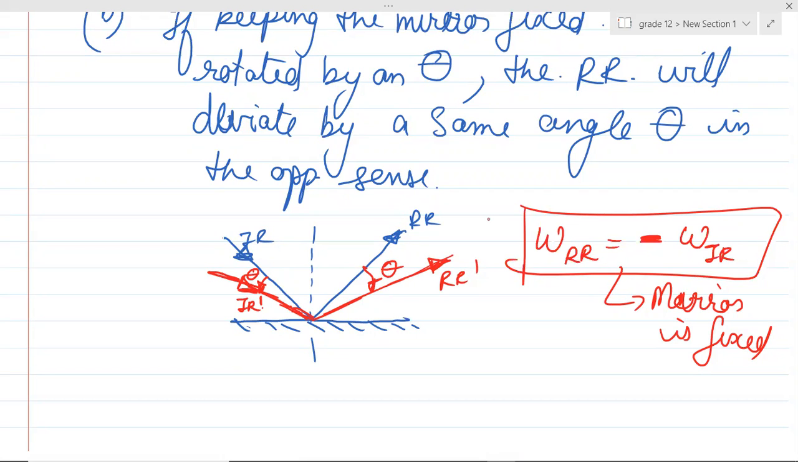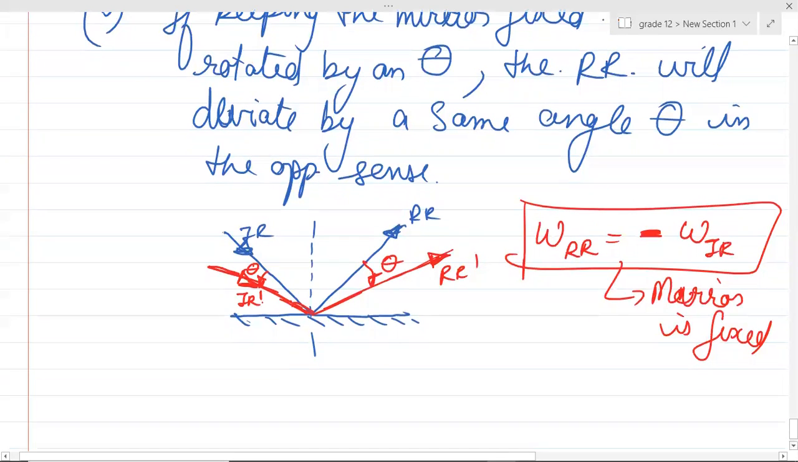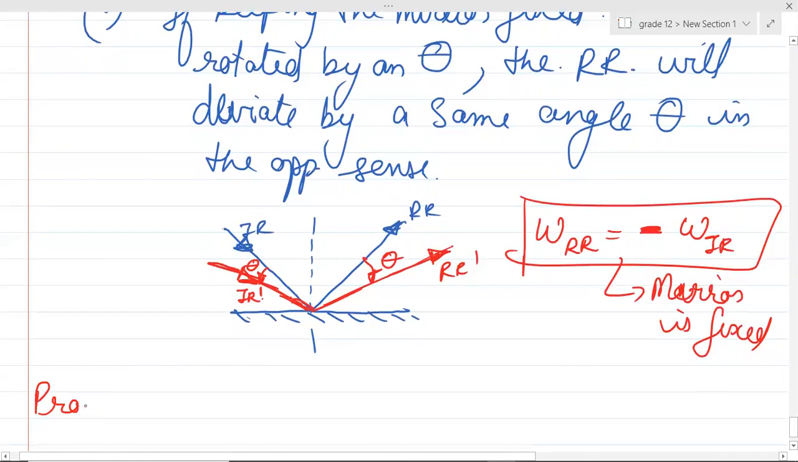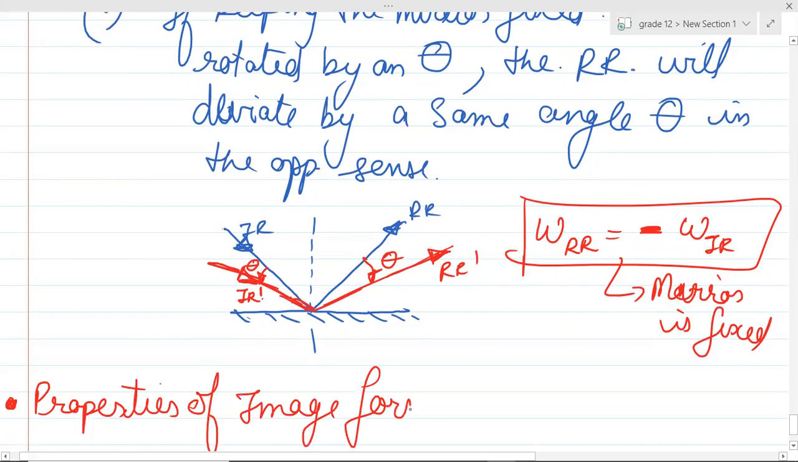Yes, sir. Next we'll write, please give the heading, properties of image formed by plane mirrors.